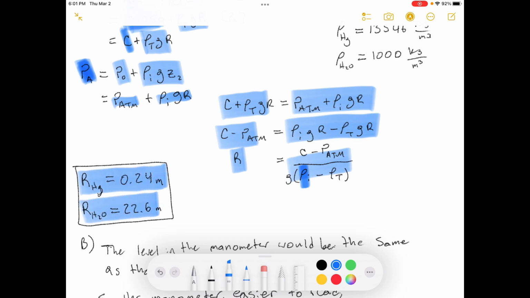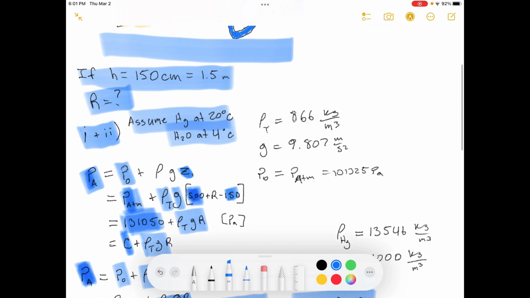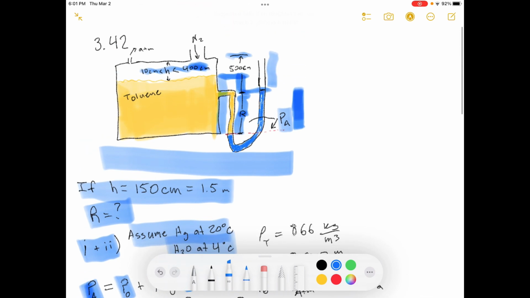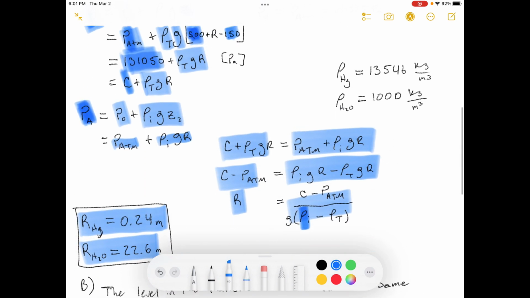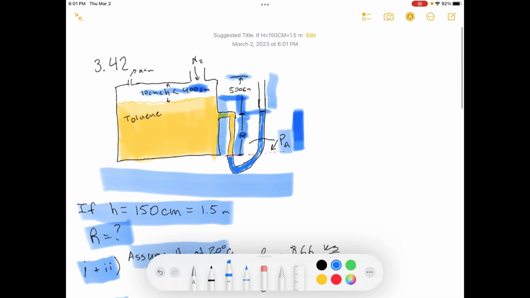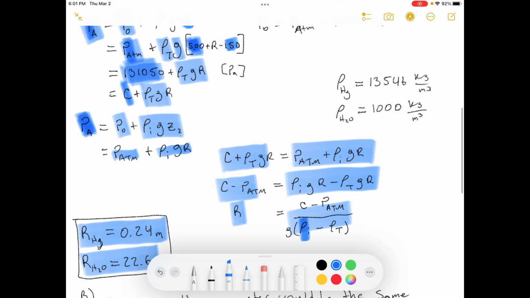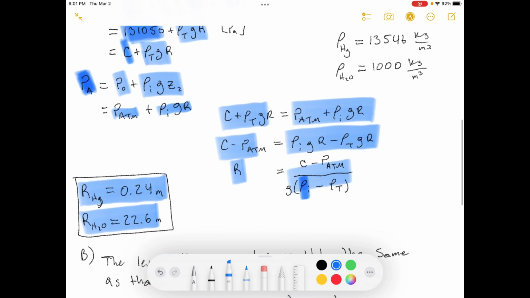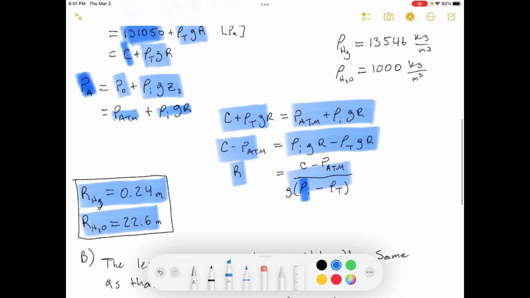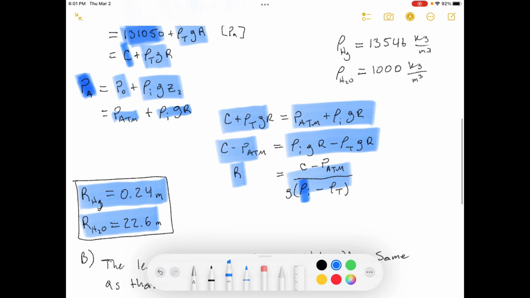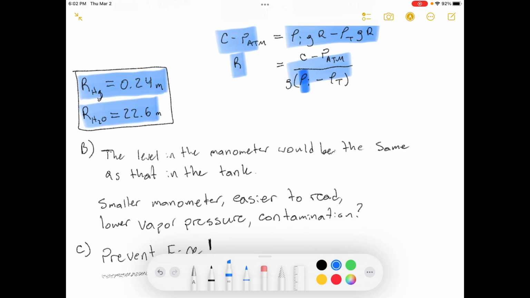You can see that mercury is about 100 times less head than the water. Okay, so in order to save on materials, so you don't have to have a 22 meter long manometer, how about we use a manometer that is instead about 24 centimeters long, and we use mercury instead. That is why I would choose mercury as the manometer fluid, because the manometer would be much smaller and easier to manage and measure. Okay, now part B.